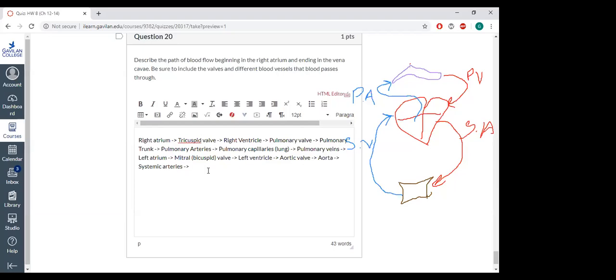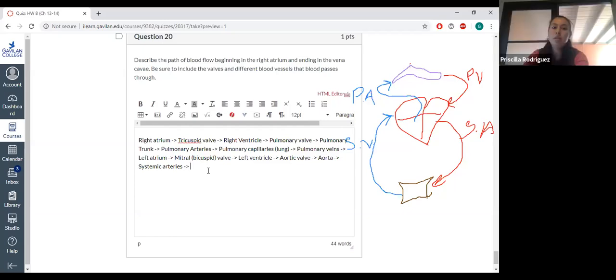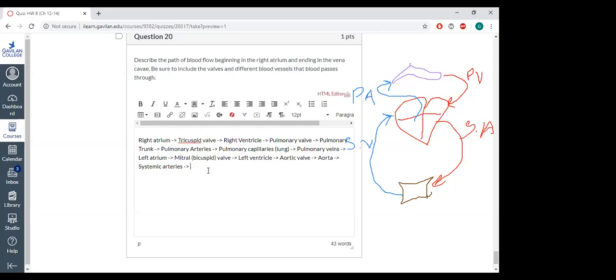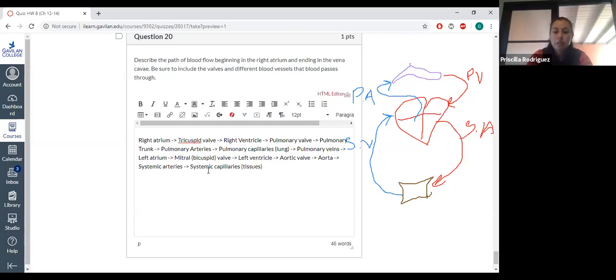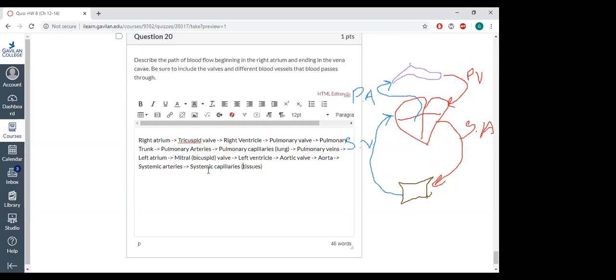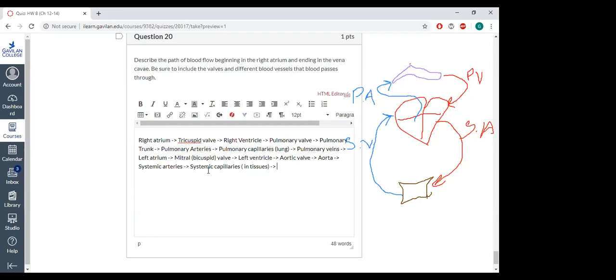Then from the systemic arteries, it's going to reach all the what? All the organs, all the organ systems in the body. Right, it's going to reach all the organ systems, and it's going to do that through the systemic capillaries, right? So I'll just put tissues over here.